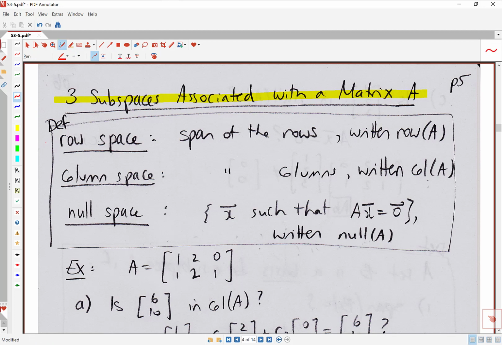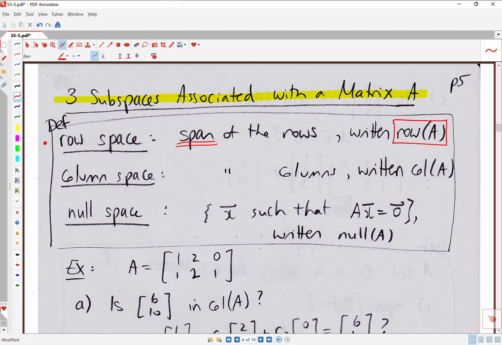First subspace is the row space. And by definition, that's the span of the rows. So remember, every time we say span, it's a set of all linear combinations of the rows. Meaning take all multiples of the first row, take all multiples of the second row, and then take sums of those things, etc. So the shorthand notation that we'll use for row space, we'll just write row of A.